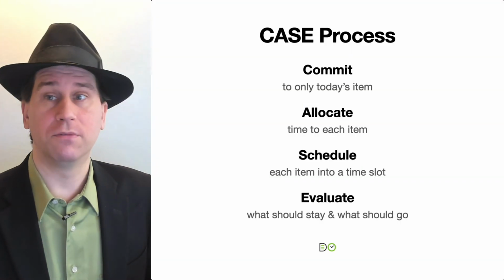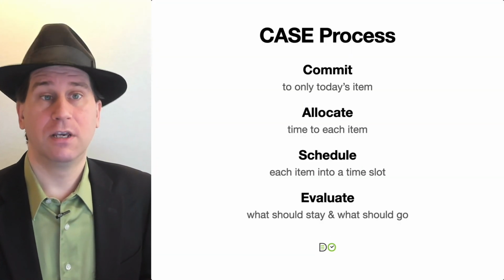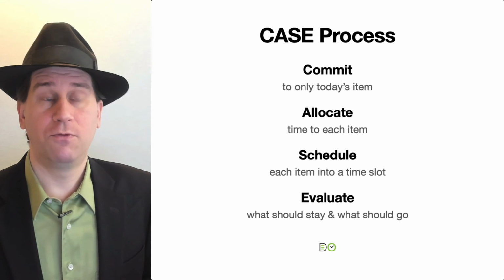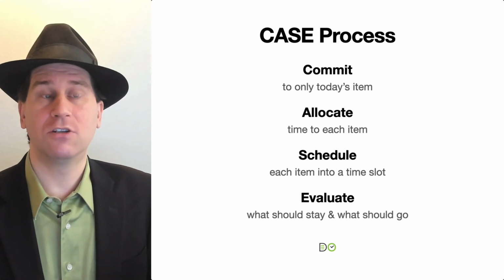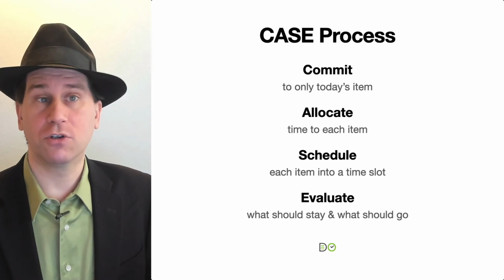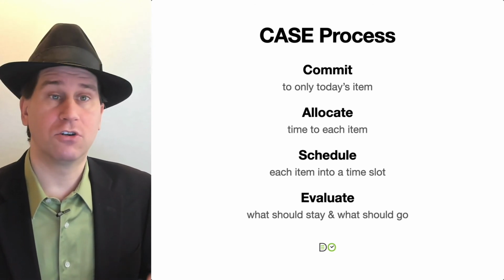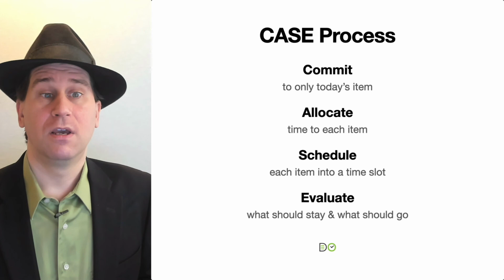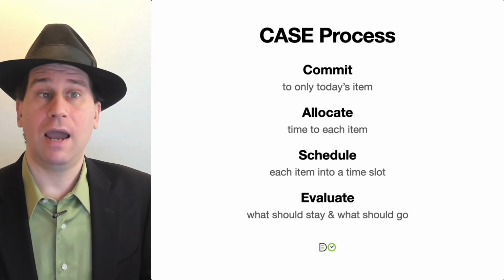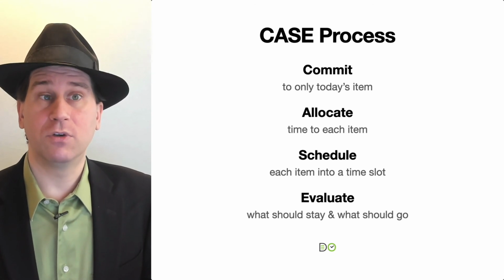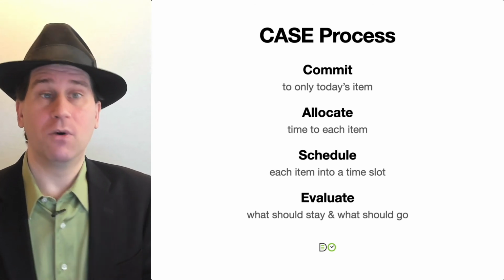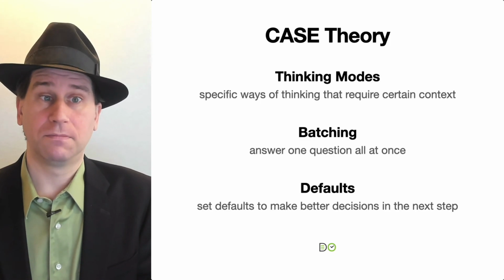So a quick review. The CASE process is a 4-step process for creating more effective plans. And I've been using that today to create daily plans, but again, you can also use this process to create weekly or monthly plans. Again, the 4 steps are: commit to only today's items, allocate time to each item, schedule each item into a time slot, and evaluate what should stay and what should go.